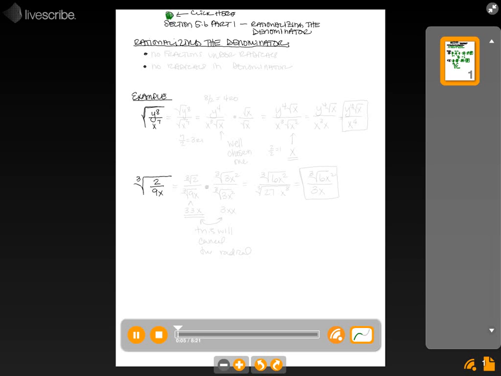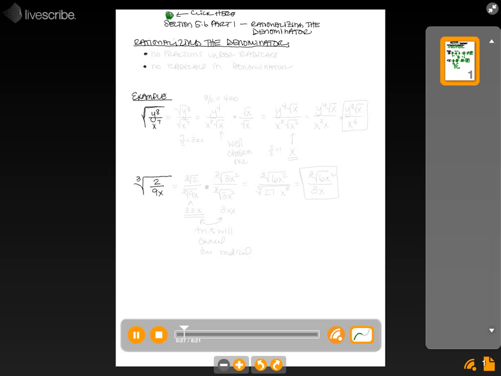Alright, this is our video for section 5.6 part 1 on rationalizing the denominator. Now, rationalizing the denominator is the hardest part of this first part of 5.6 part 1. The reason is it combines the ideas of simplifying radicals and multiplying radicals together. So you have to combine both of those tasks and put them together into this.